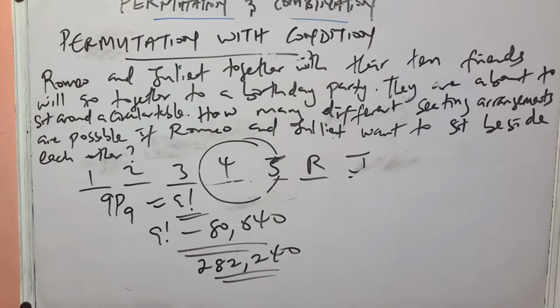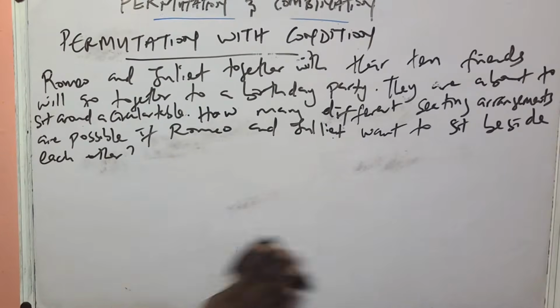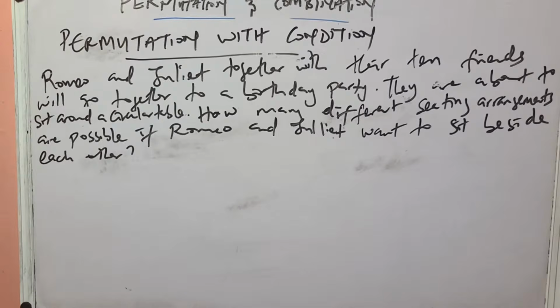Okay, I saw somebody saying something around. I think somebody was asking a question. He said, what if Romeo and Juliet stay away from each other, but 2 people are in between them?